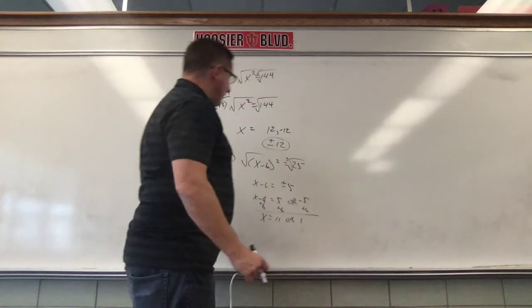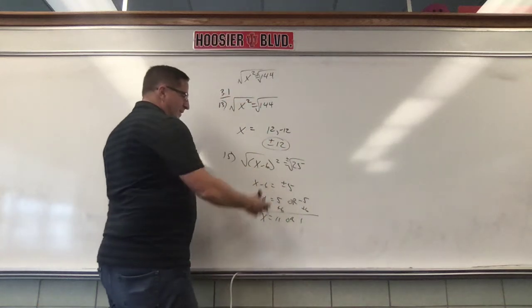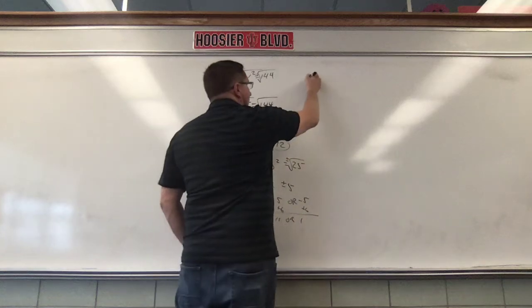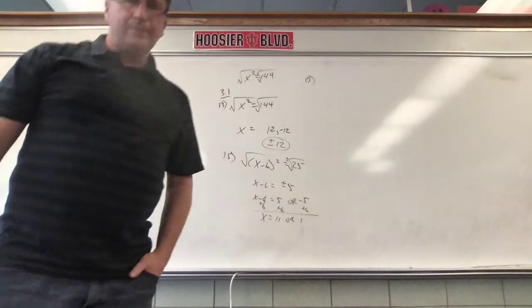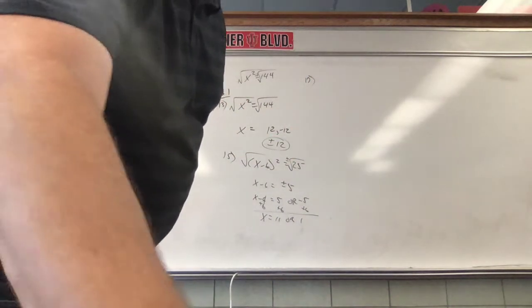So the only thing we did here is we square rooted, put the plus or minus symbol, and then we added 6 to each answer, okay? That one's a little more difficult. Let's see what number 17 looks like.